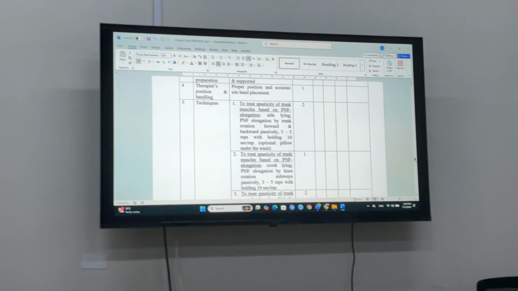So in PNF, the elongation is actually up to the anatomical range. So what is your anatomical range? This is actually my anatomical range.